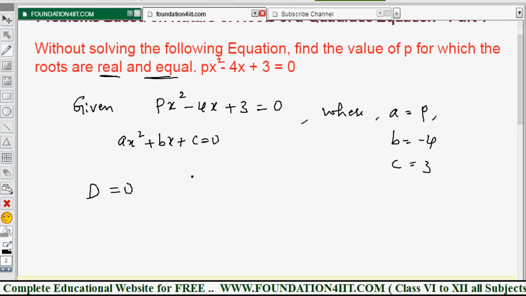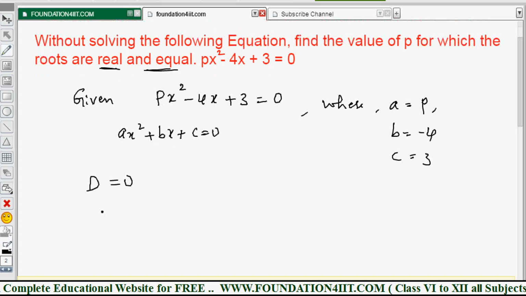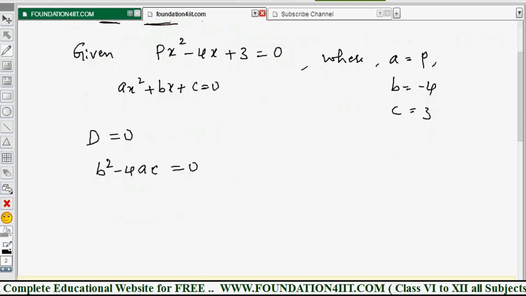Actually d is b square minus 4ac. That means the value of b square minus 4ac is 0. So when the discriminant is 0, roots are real and equal. According to the condition, we should take this step. Now just substitute these values. In the place of b, minus 4 whole square, minus 4 into a, which is p, and c is 3, is equal to 0.